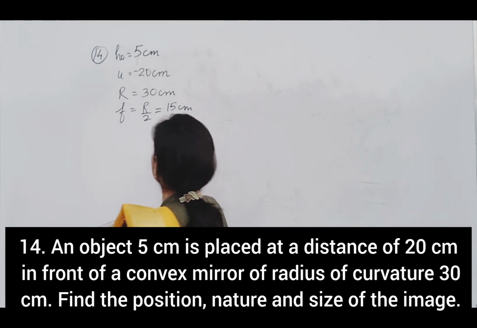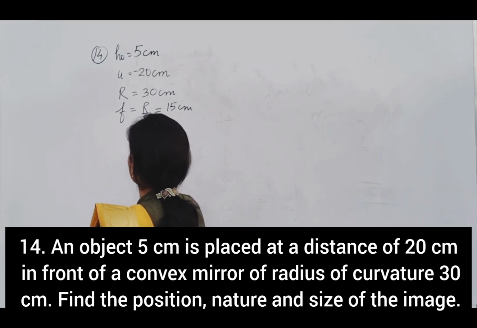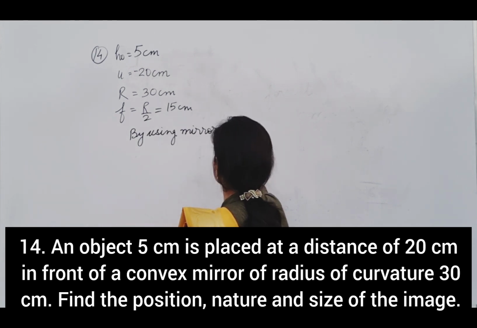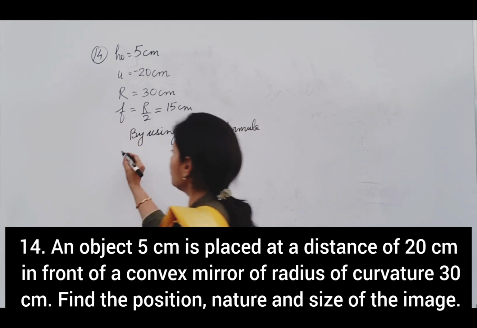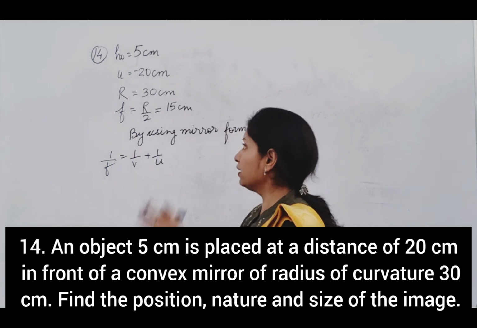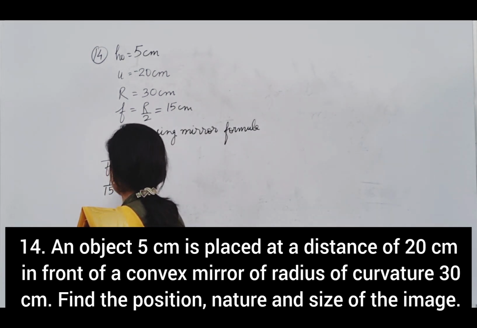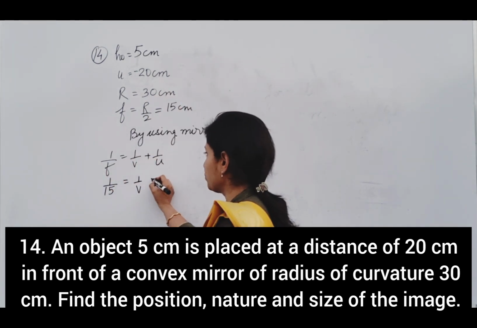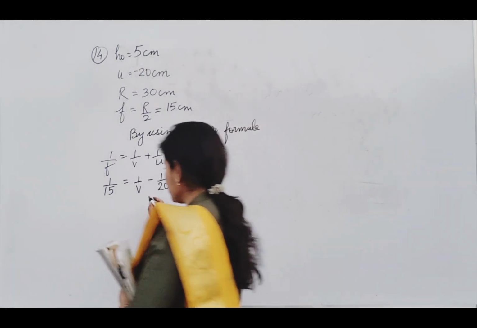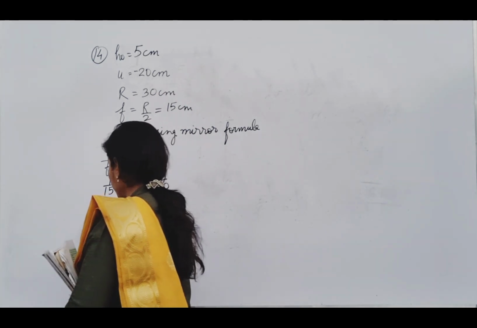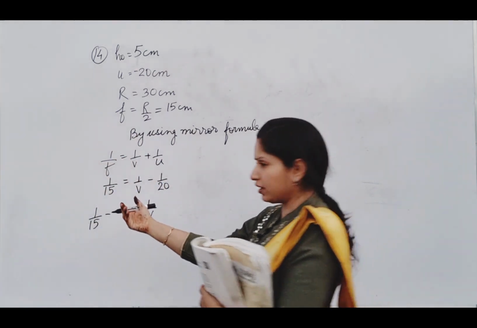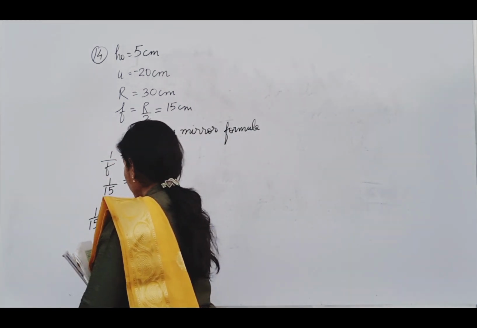So by using mirror formula, 1 upon f is equal to 1 upon v plus 1 upon u. This is the mirror formula. Now putting the values, 1 upon 15 is equal to 1 upon v minus 1 upon 20, because the value of u is minus 20. Now let 1 upon v be here only because it's positive. Don't get distracted by that. 1 upon 15 is here only. It's minus 1 upon 20. We will shift it to the opposite side. It will become positive 1 upon 20.